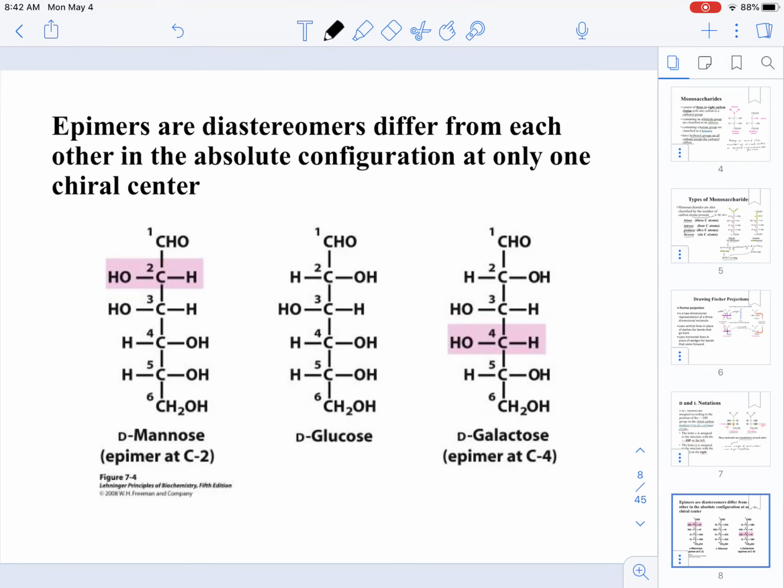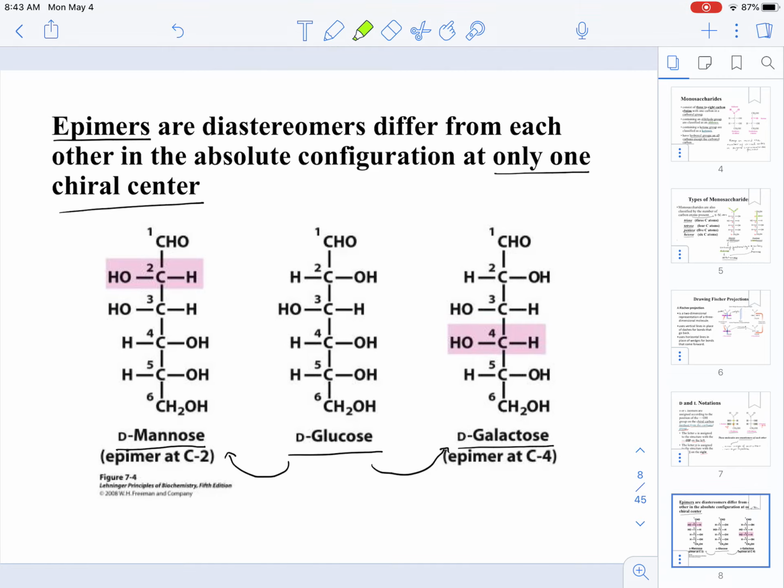Now, there is another relationship that monosaccharides can have to each other, and that is epimers. By definition, an epimer is a diastereomer that differs from another in the absolute configuration at only one chiral center. So, I just wanted to give you some examples of epimers. When we look at glucose, this is the structure of D-glucose. D-glucose, we are going to be comparing to D-mannose, and to D-galactose. Mannose and galactose are also examples of monosaccharides.